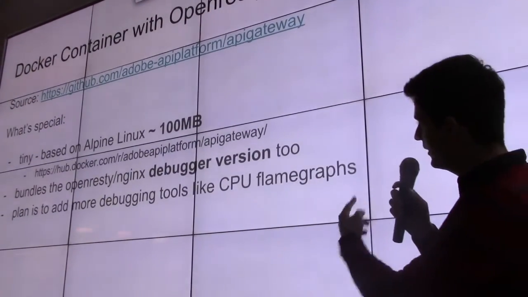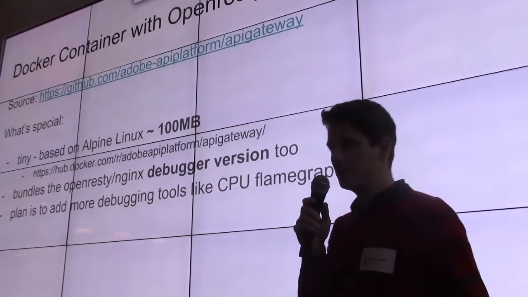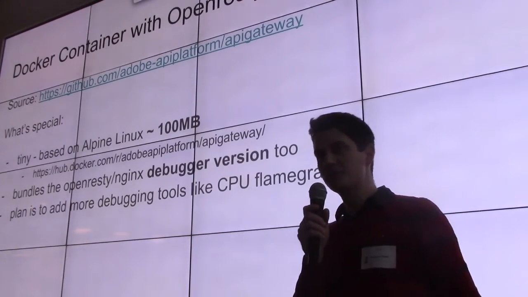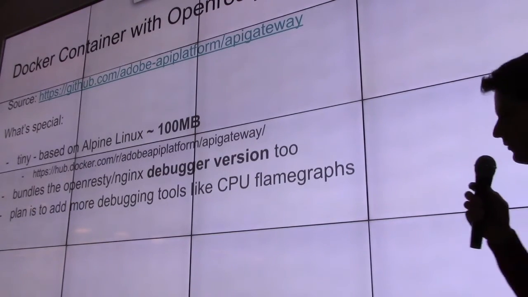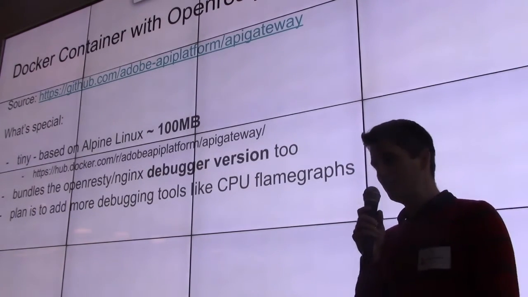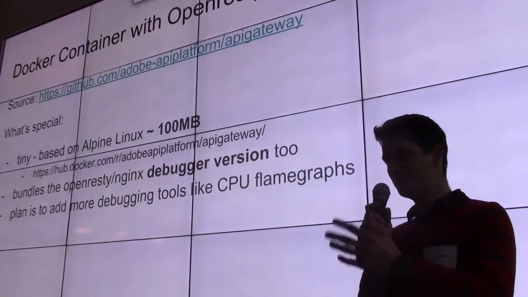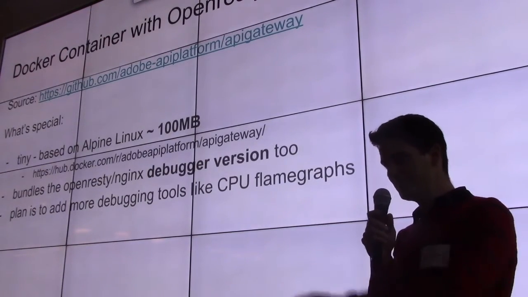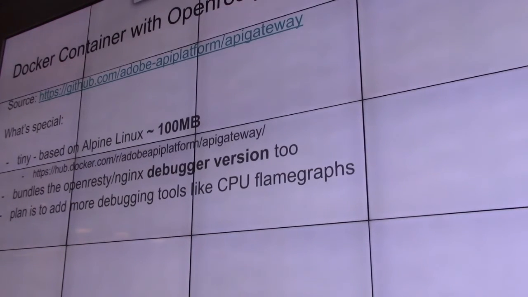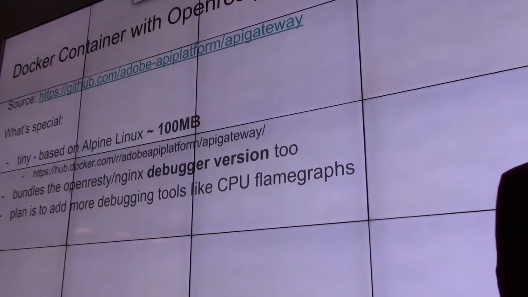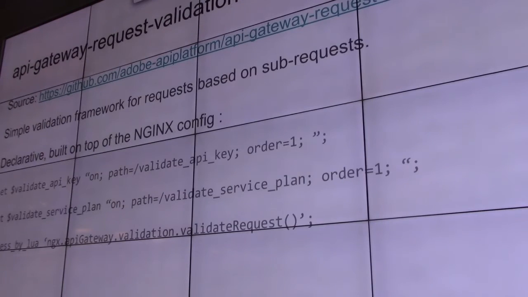It bundles the debugger version 2, which is sometimes useful for us just to restart a Docker container and be able to get all those debug logs. And we want to add more debugging tools like CPU flame graphs. Not working yet. If you guys are interested, there is a thread on our mailing list. But it looks like nobody has really nailed this down. We want to do it. If you want to do it as well, please join our effort too.